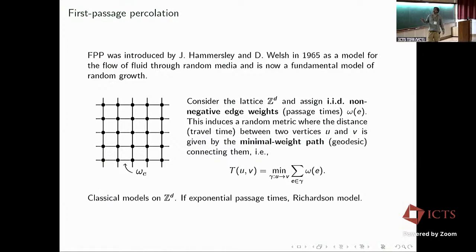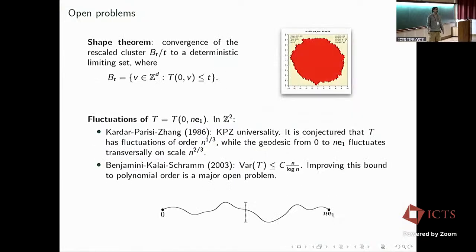In particular, this has been studied a lot with exponential passage times, and this is sometimes called in the literature the Richardson model. We are interested in studying a little bit better how this type of spread of infection in a network can compete when you have multiple infections started in a network. But first, before going to that, I want to give a brief overview about major open problems in this area. There are two big topics. One is the shape theorem and one is fluctuations of the travel time.